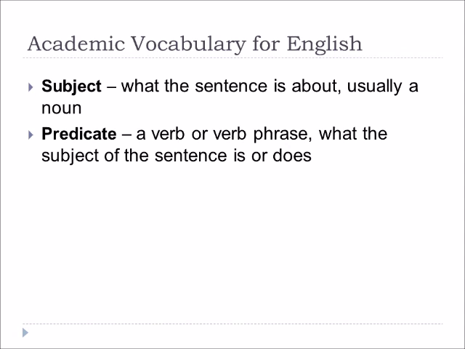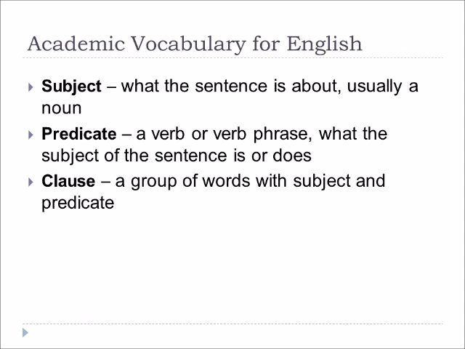And so a predicate is a verb or a verb phrase that tells us what the subject of the sentence is or does. Now, I haven't mentioned this word clause except to say independent and dependent clause, but a clause is a group of words with a subject and a predicate. That's key to our purposes here. A clause is a group of words with a subject and predicate. In an independent clause, we have a subject and a predicate, and it forms a complete thought. In a dependent clause, we have a subject and a predicate. That makes it a clause, but it is a dependent clause. It does not form a complete thought.